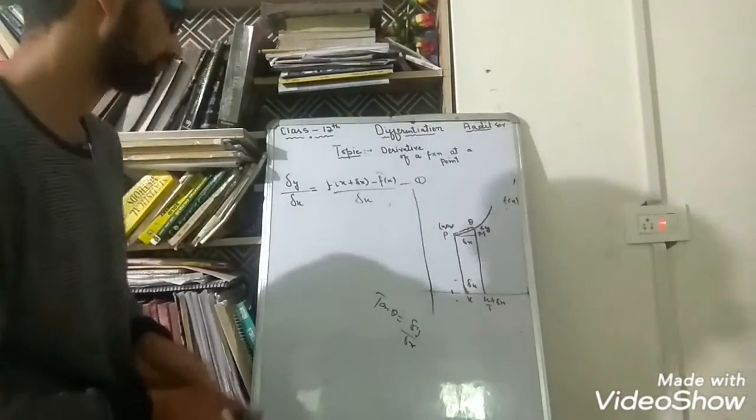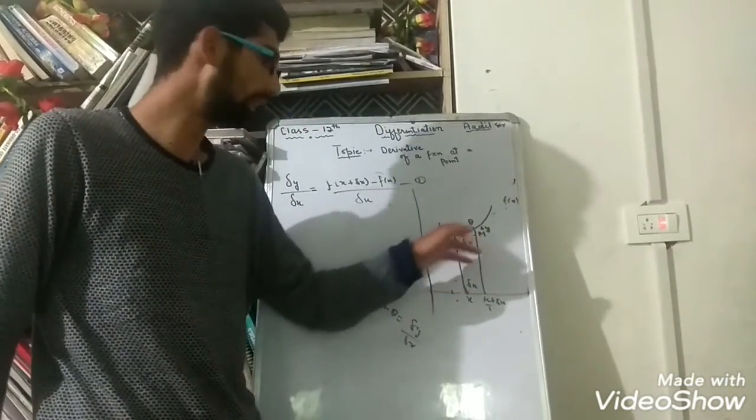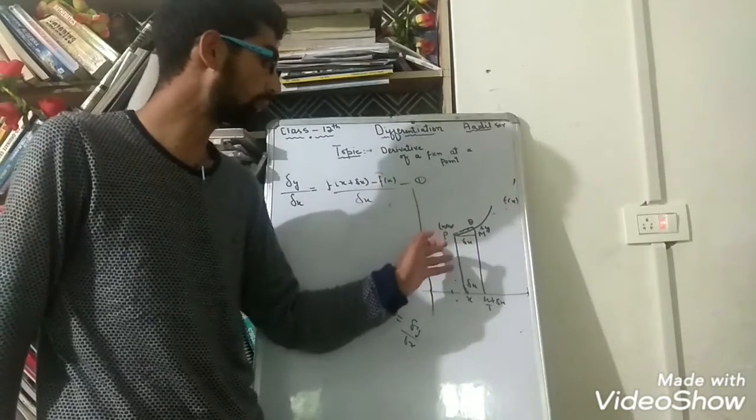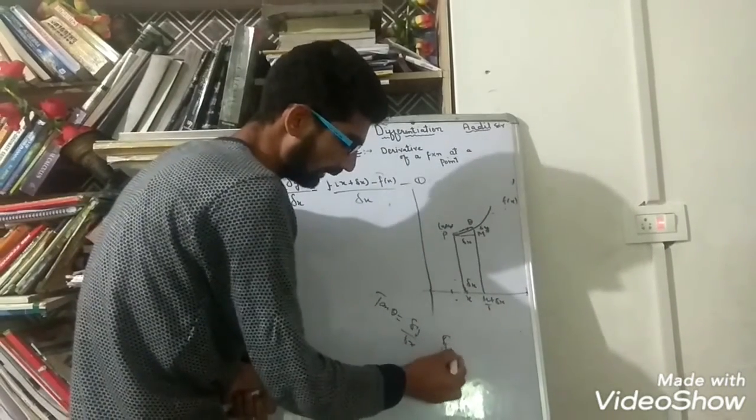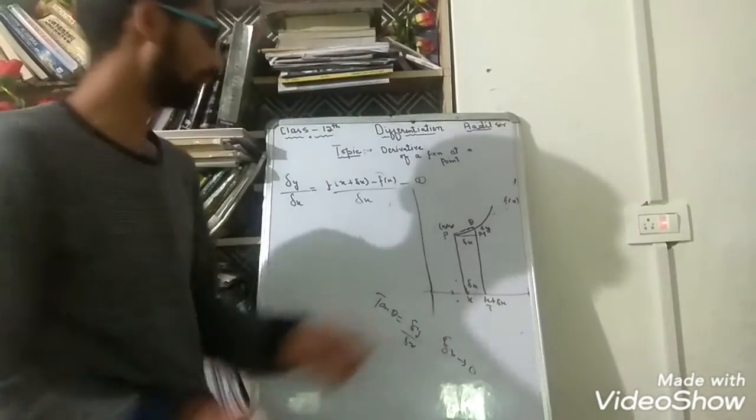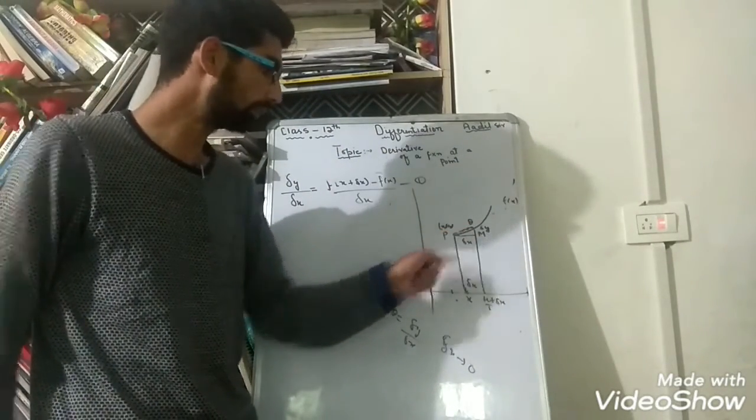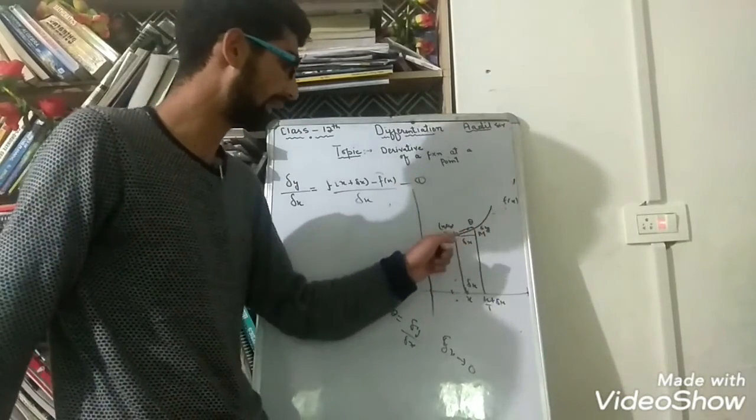Now if I approach del x to 0, that means if I take this Q towards P, at that time this del x will approach 0. So when I approach del x to 0, this chord PQ will come here and become the tangent of this f of x at point P.